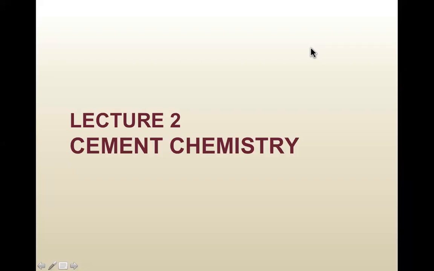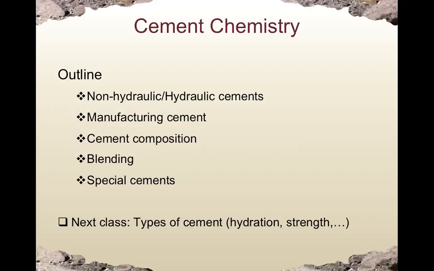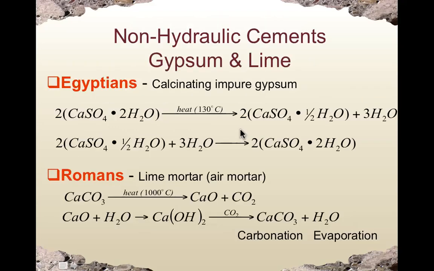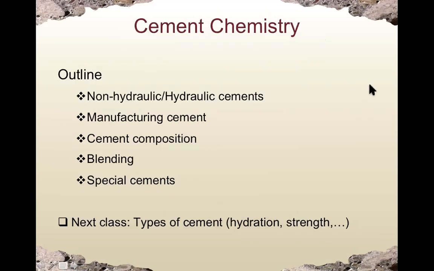So today we talk about cement chemistry. So, our lecture number 2. Okay. So we'll learn first of all what are different types of cement, from historical cement, and what is non-hydraulic cement, and what is hydraulic cement. Okay. We also discuss the manufacturing process of cement, and also the major chemicals and the major compounds in cement.